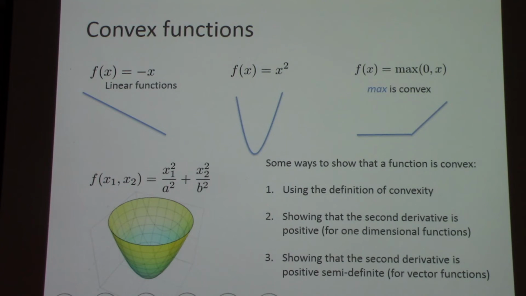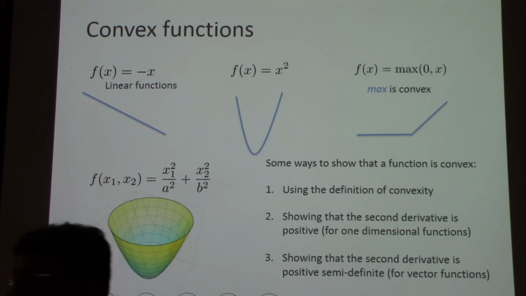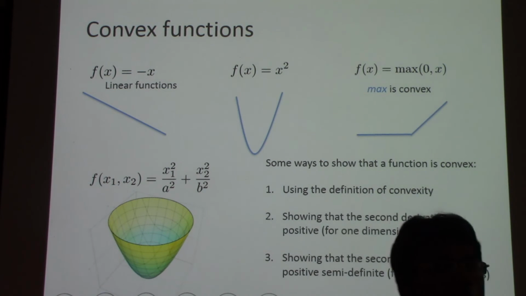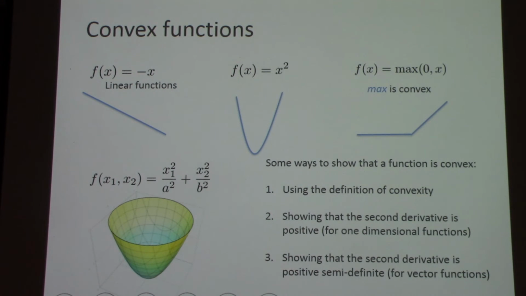And there are many ways to check if a function is convex. The most naive way, and sometimes the only way, is to use the definition of convexity, see if it applies for all possible points u and v in the previous slide. Or you can use some properties of convexity. Probably the most useful property is if you take the function's second derivative, and the second derivative is positive, the function is convex.